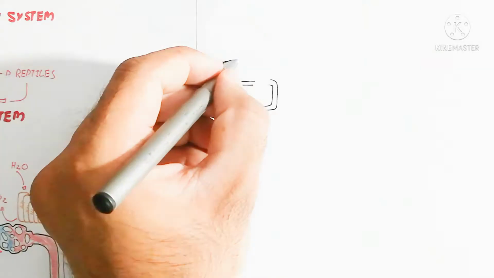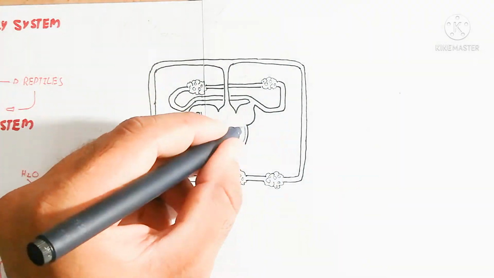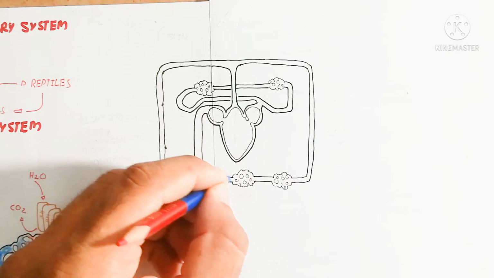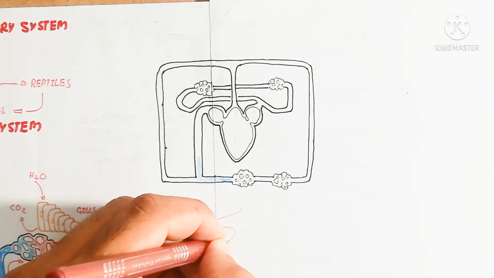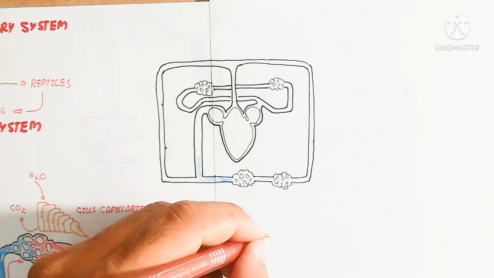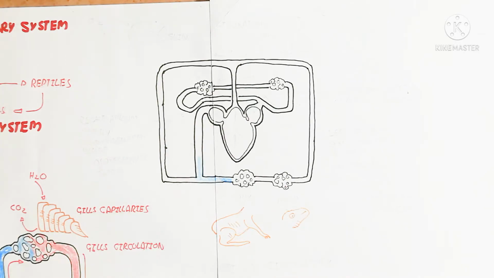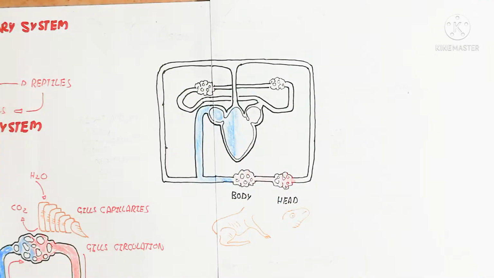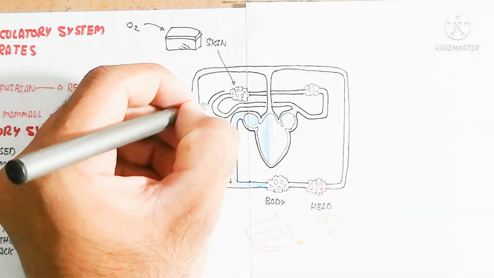So here I am drawing the map of the circulatory system of the frog, for example. Frog is an amphibian. Amphibian means two ways to live, for example in the water and the terrestrial environment. So this animal is adaptive for both the aquatic environment and the terrestrial environment. Here are the head and body, which contain capillaries, as shown in the figure.